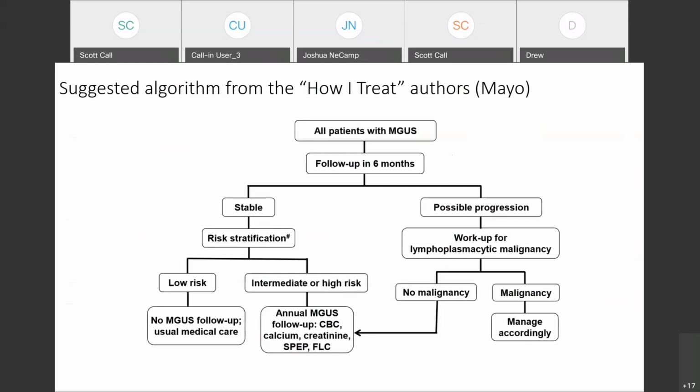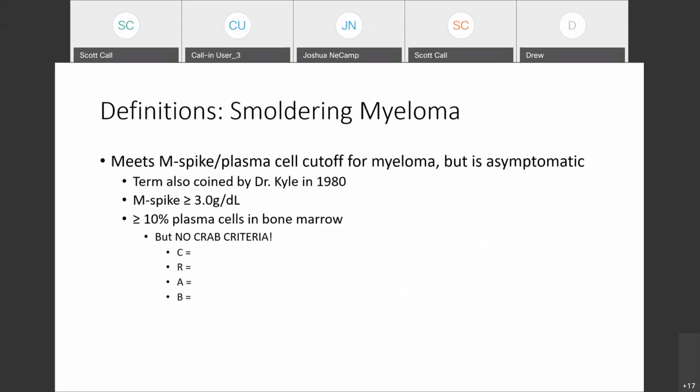We'll usually follow them once a year and just get a repeat SPEP and serum free light chains. So now moving on from MGUS, the natural progression again would be that MGUS eventually tips over to myeloma. Smoldering myeloma is defined as having an M spike that's equal to or greater than 3 grams per deciliter and having at least 10% plasma cells in the bone marrow. But the thing that makes it smoldering is that there's no CRAB criteria.